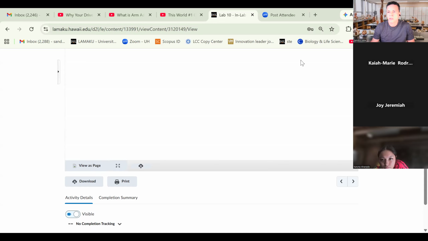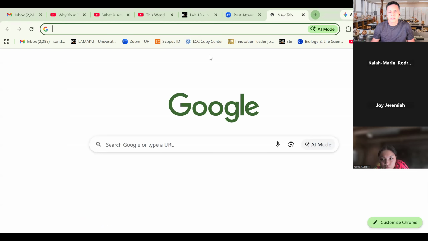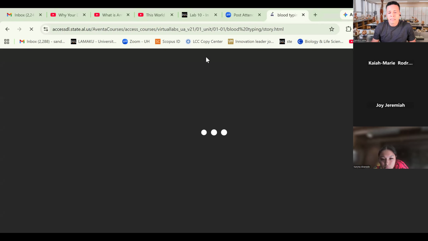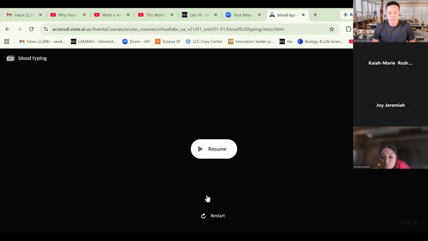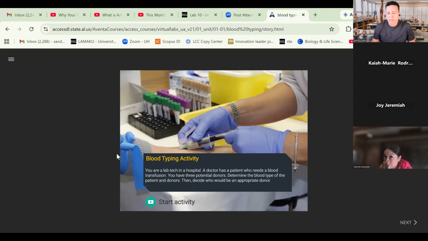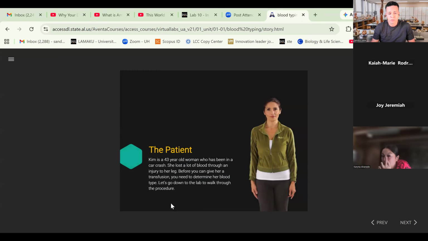Let me just copy and paste here. And when you click on that link, this page is going to open up. And this is your blood typing activity. All right? It's a very simple activity. What are you going to be doing? You are going to be typing the blood of different individuals.